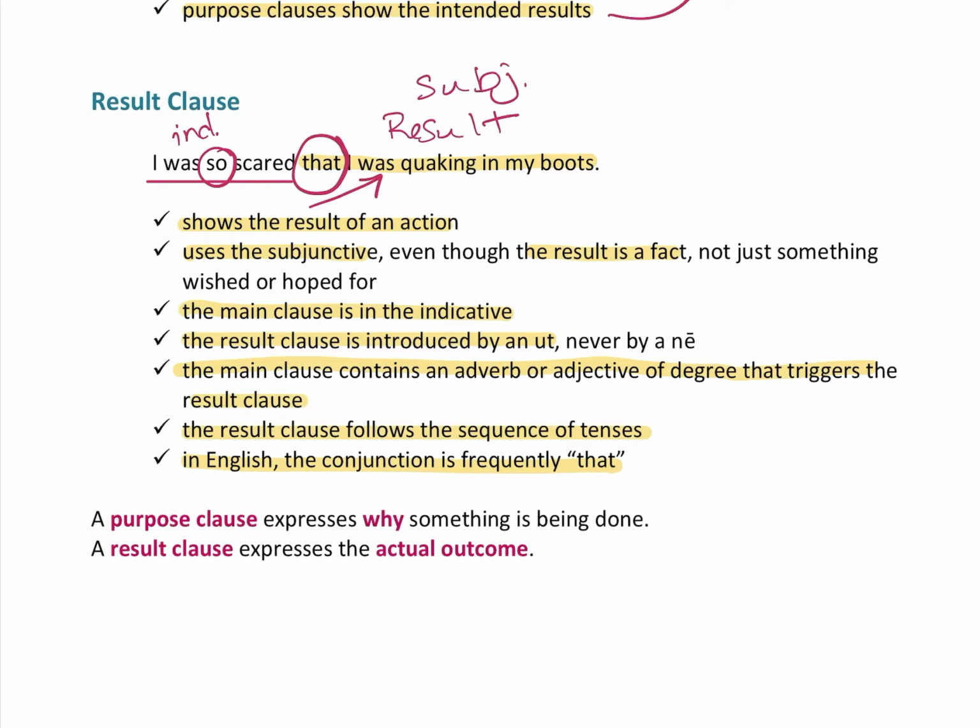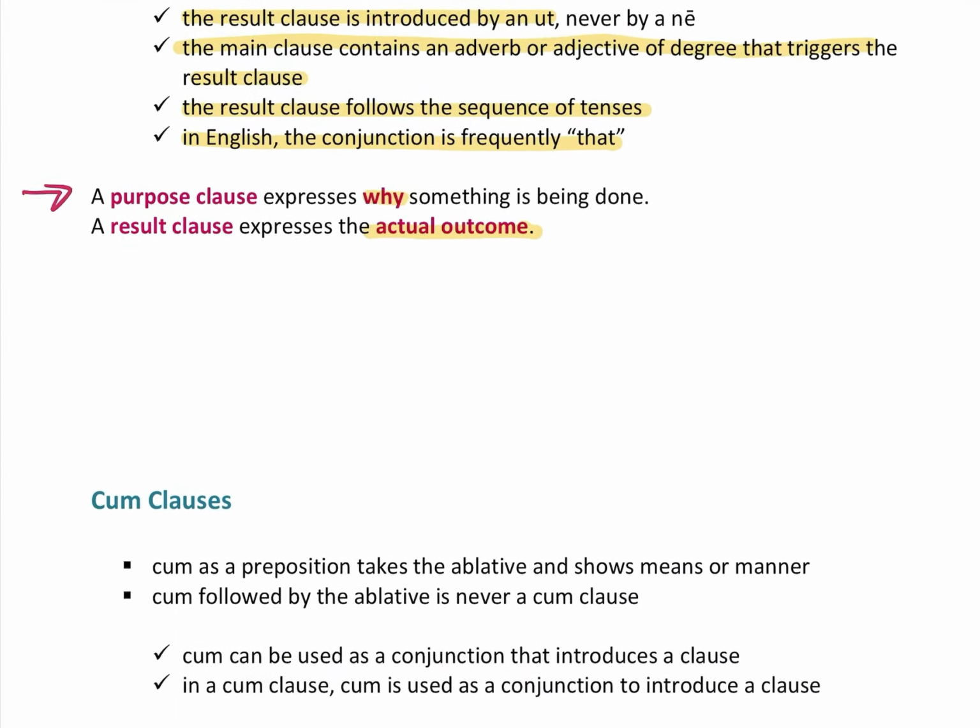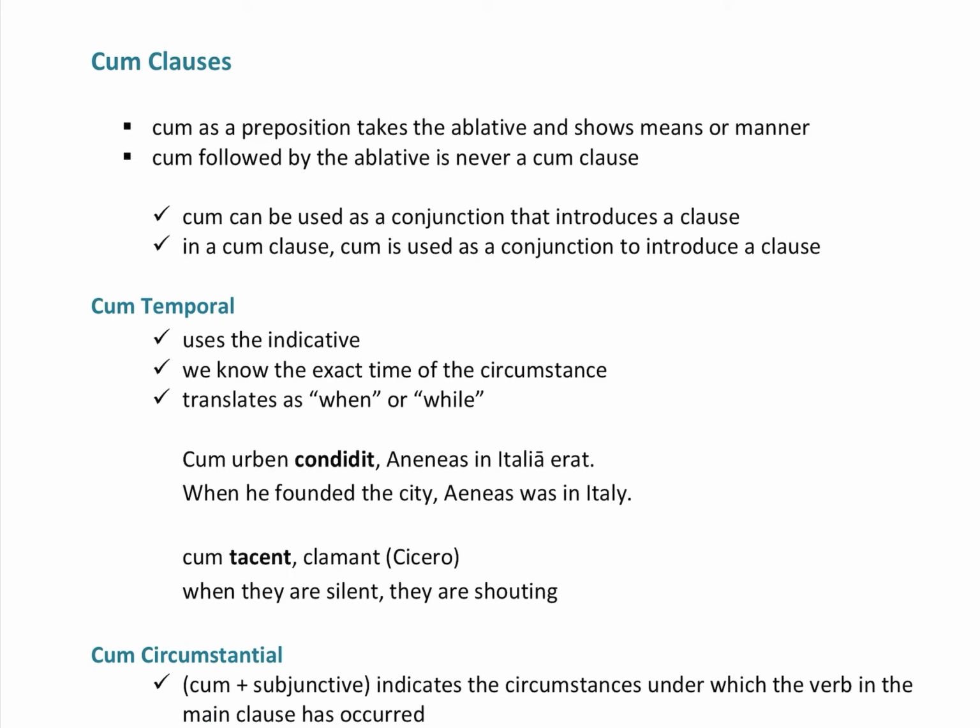So here's what's important to remember. A purpose clause expresses why something is done, and a result clause expresses the actual outcome. That is the difference between the two. All right, so result clause is new. Purpose clause is just a review. Now let's take a look at something called a cum clause.